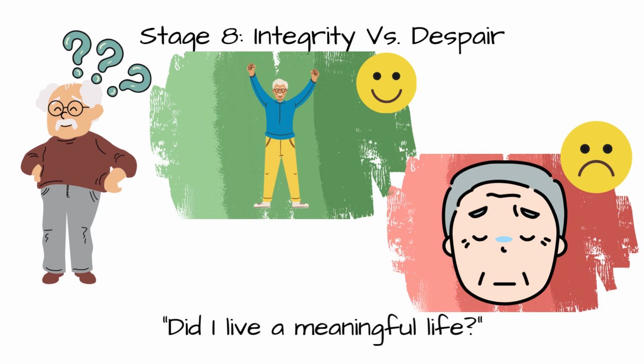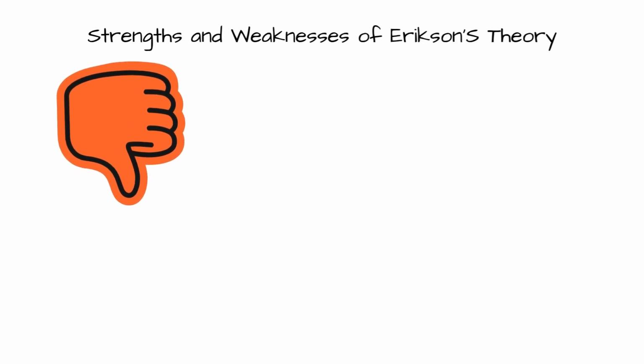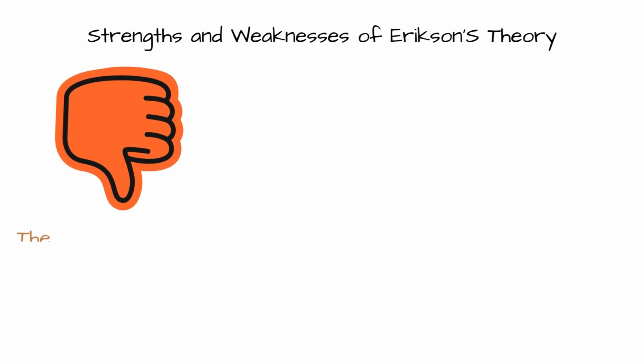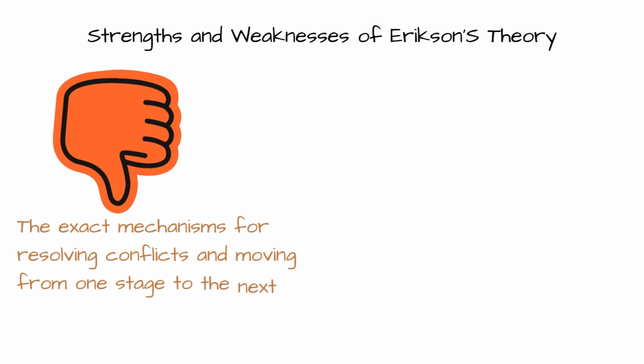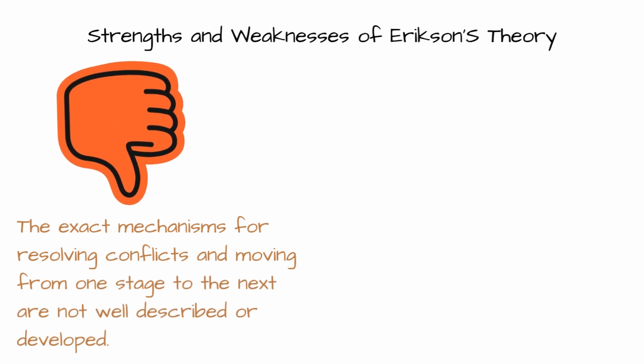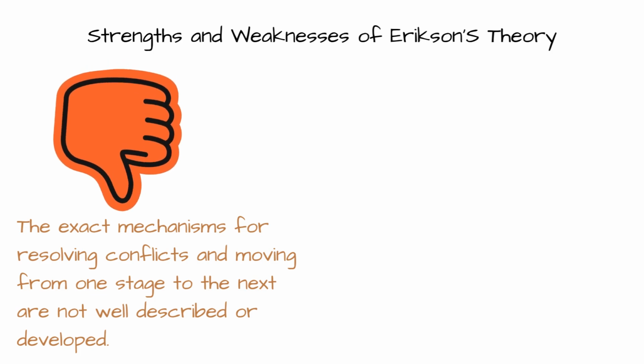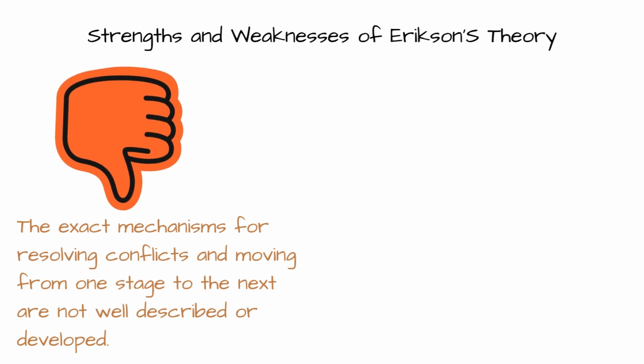Criticisms of psychosocial theory. Erikson's theory also has its limitations and attracts valid criticisms. What kinds of experiences are necessary to successfully complete each stage? How does a person move from one stage to the next? One major weakness of psychosocial theory is that the exact mechanisms for resolving conflicts and moving from one stage to the next are not well described or developed. The theory fails to detail exactly what type of experiences are necessary at each stage in order to successfully resolve the conflicts and move on to the next stage.